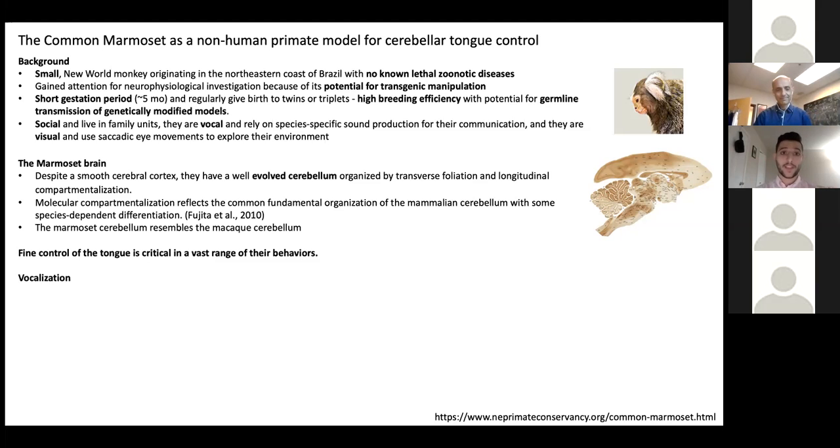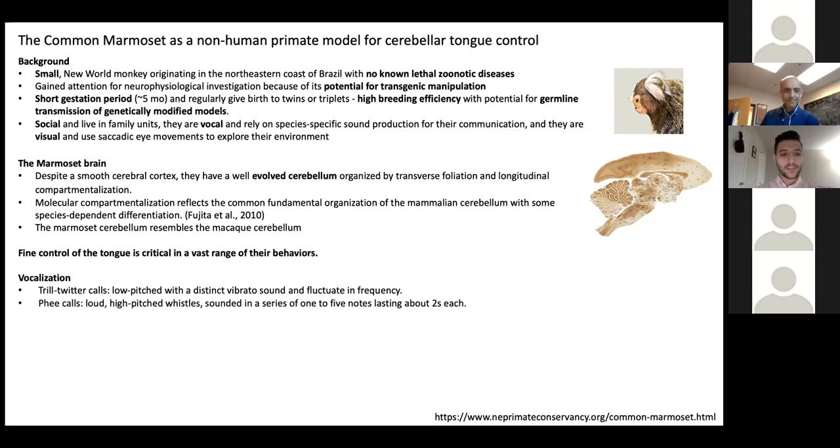First is vocalization. They make, again, as I mentioned, a wide range of sounds to communicate. Among these are trilled twitter calls, which are low-pitched with a distinct vibrato sound, and they fluctuate in frequency, as well as fee calls, which are loud, high-pitched whistles sounded in a series of 1 to 5 notes that last about 2 seconds each. Very complex sounds. In fact, if you were to walk into a marmoset colony with your eyes closed, you might just think that you've walked into the Amazon rainforest. It's really quite remarkable to listen to.